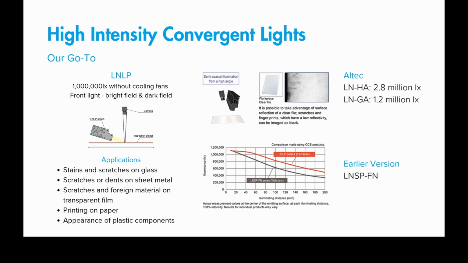When it comes to our high intensity lights, our go-to is going to be the LNLP, which has 1,000,000 lux and it doesn't have any cooling fans. And it's the same setup really as the LNSP2. The only difference is it just has a lot more intensity.